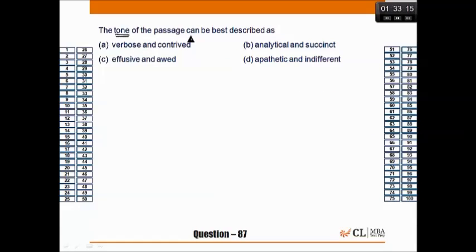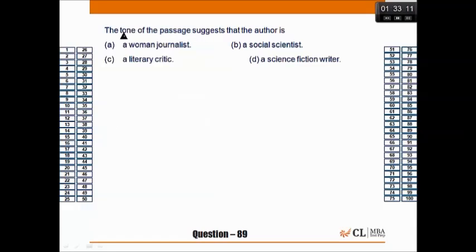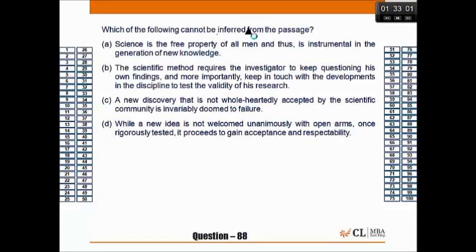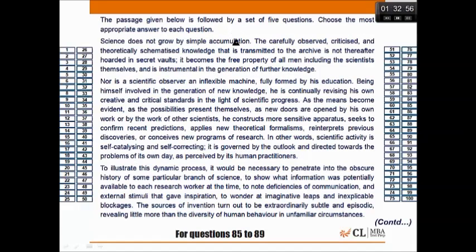Tone, inference, tone of the passage, author is, okay. Maybe two things. Let's give a quick read and check if we can answer this. We need to find the author and what the tone is. Let me give a quick read. Science does not grow by simple accumulation. The carefully observed, criticized, and theoretically schematized knowledge that is transferred to the archive is not thereafter hoarded in secret vaults.